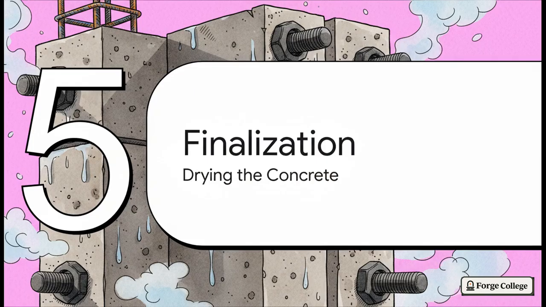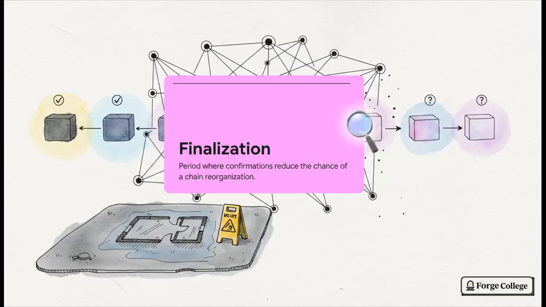Okay, moving down the line, we need to let the concrete dry. Let's look at finalization. So your transaction is bolted into the block, it's executed, and the state has officially changed. But we really need to make sure this whole structure is stable. Finalization is this probabilistic period where accumulating block confirmations reduce the chance of a chain reorganization erasing your transaction. Until a sufficient number of confirmations pass, there is always a slight lingering risk that your committed state could be reorganized right back into a pending intent by the network. It's exactly like wet concrete. You've got to let it dry before you can build a house on it.